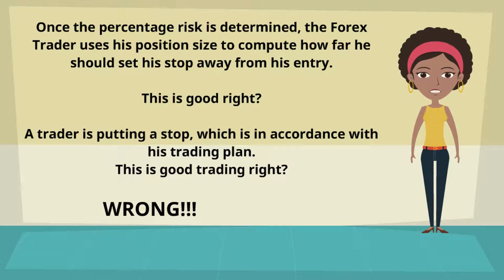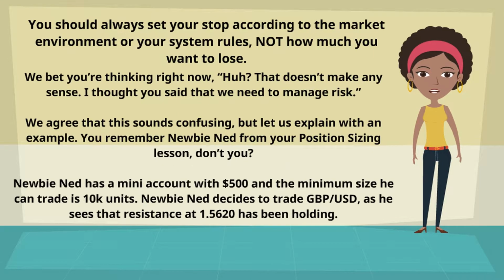This is good, right? A trader is putting a stop, which is in accordance with his trading plan. This is good trading, right? Wrong. You should always set your stop according to the market environment or your system rules, not how much you want to lose. We bet you're thinking right now, huh? That doesn't make any sense. I thought you said that we need to manage risk. We agree that this sounds confusing, but let us explain with an example.